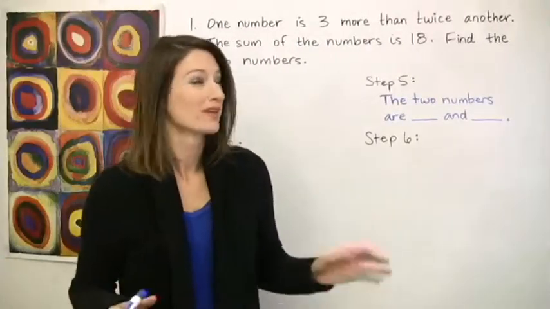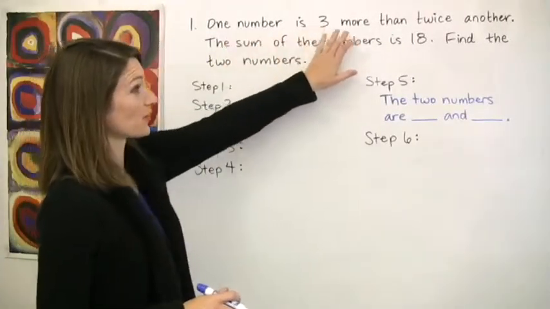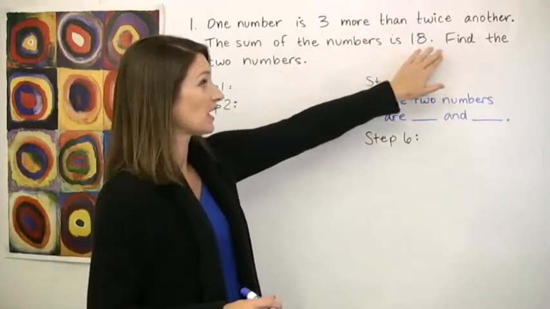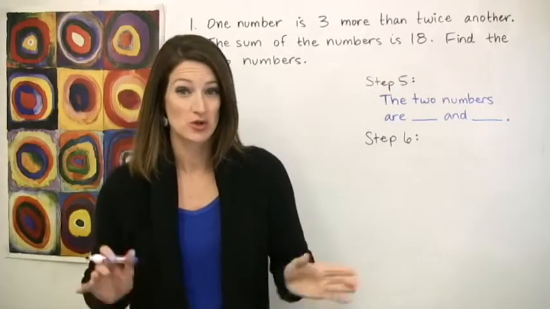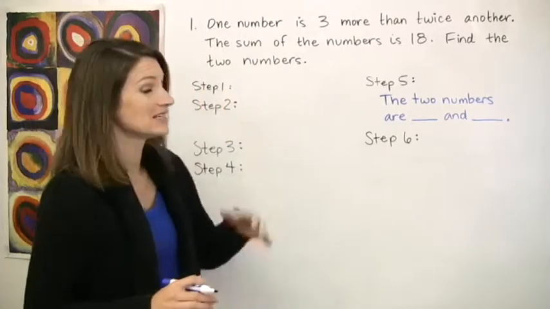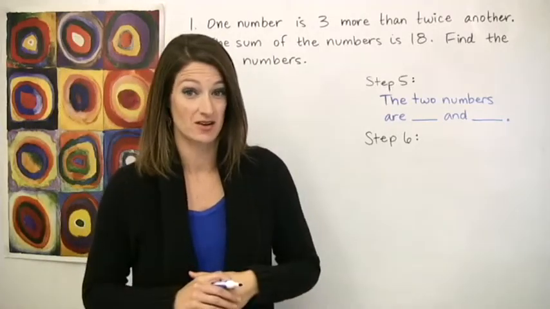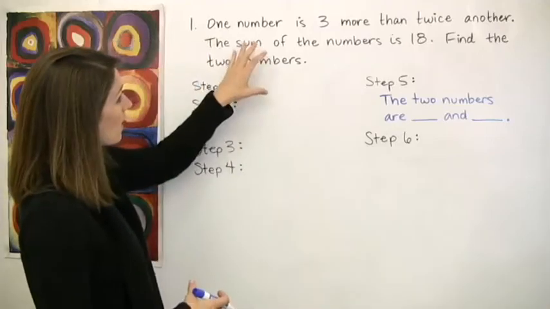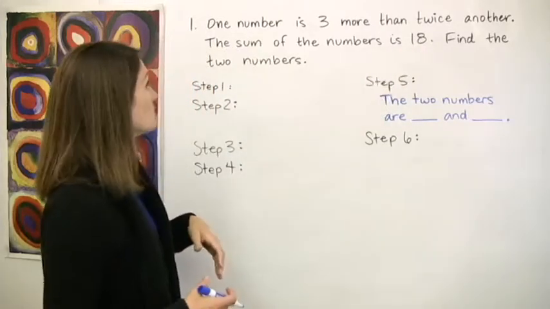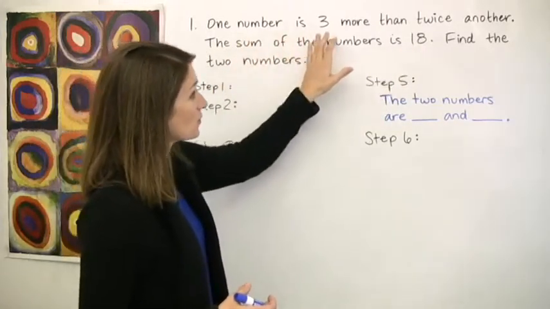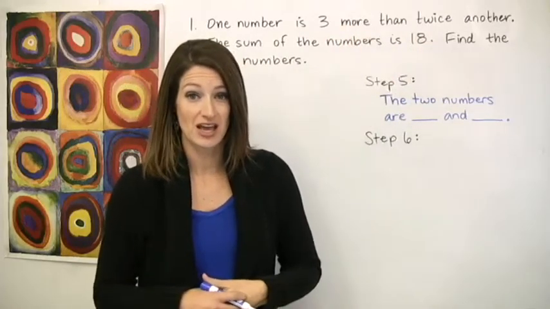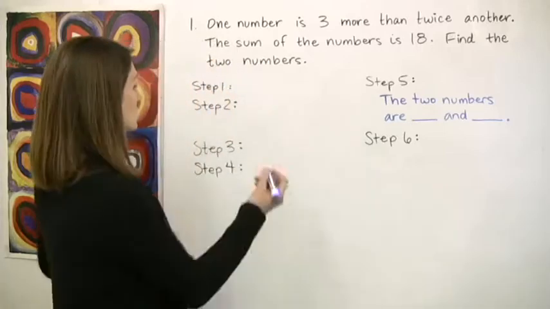Here's our first problem. It says, one number is 3 more than twice another. The sum of the numbers is 18, and we need to find the two numbers. So using our blueprint, the first step is to read the problem, which we've done, and then we need to list in our minds the knowns and the unknowns. So out loud, let's talk about it. We know that the sum of two numbers is 18, that's a known. We also know that one of the numbers is 3 more than twice the other. So we can use that information and write some equations. So step 1 we've done.